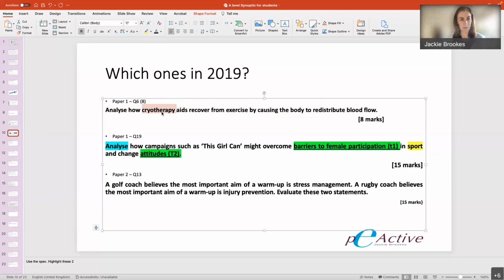We want them to think, right, I've got to my first 8 marker. Oh, wow, it's cryotherapy. It must be my synoptic question. And then hopefully think, right, that's my 8 done. I've only got 2 more 15s to look out for. Hopefully then they got to the end of paper 1 and you think, right, that's my 8, my 15. I'm going into paper 2 knowing I've got 1 more 15 to go. And that's where it was in section B.